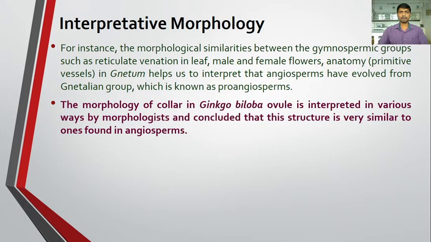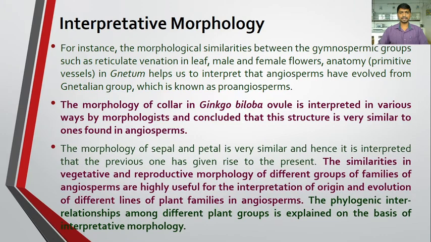The morphology of the collar in the Ginkgo biloba ovule is interpreted in various ways by morphologists, who concluded that this structure is very similar to ones found in angiosperms. So that is one example. The morphology of the collar in the Ginkgo biloba ovule has been studied, and from this it has been interpreted that this structure is very similar to ones found in angiosperms.